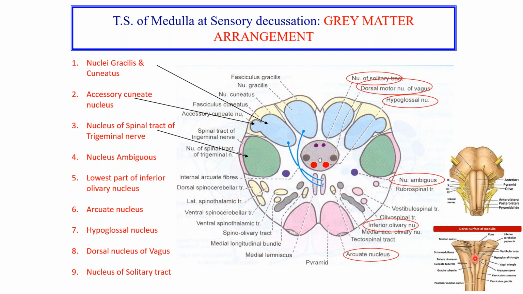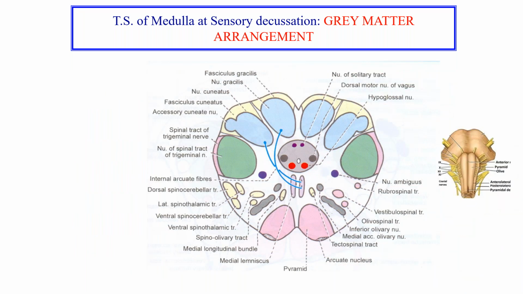Remember, when we were doing the posterior aspect of the medulla, we saw this vagal triangle and this area of the hypoglossal triangle. So this corresponds with that area. So these are the gray matter arrangement at the level of the sensory decussation.